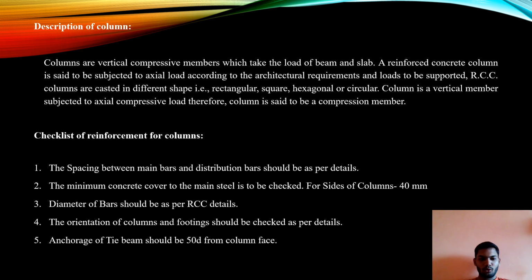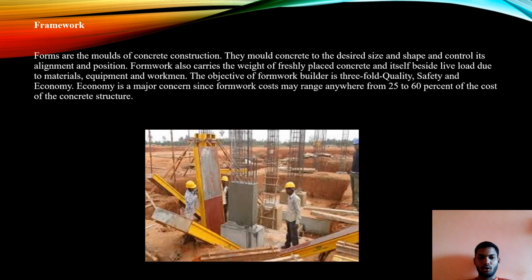Checklist for the reinforcement of columns. First is the spacing between the main bars. Distribution bars should be as per details. Second, the minimum concrete cover over the main steel is to be checked, for the side of the column it is 40 mm. Third, the diameter of the bar should be as per RCC details. Fourth, the orientation of the columns and footings should be checked as per details. Fifth, the anchorage of the beams should be 50D from the column face.